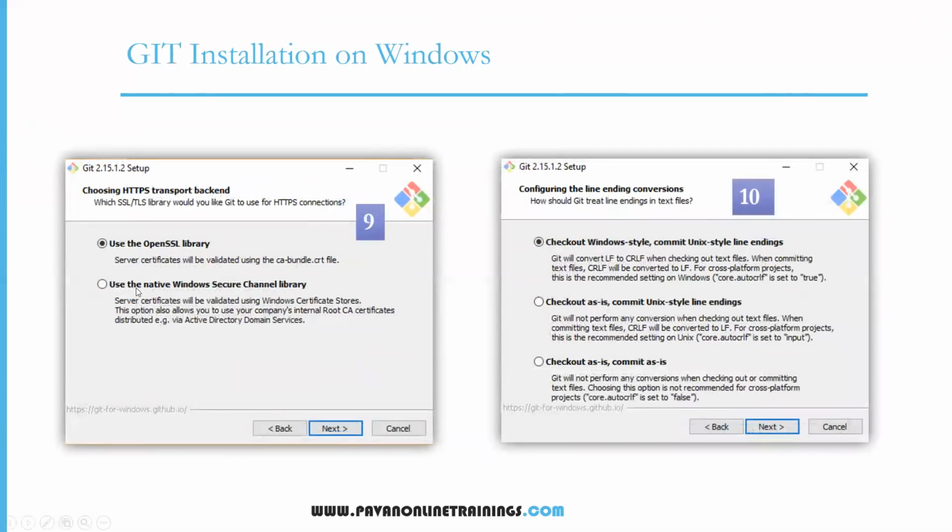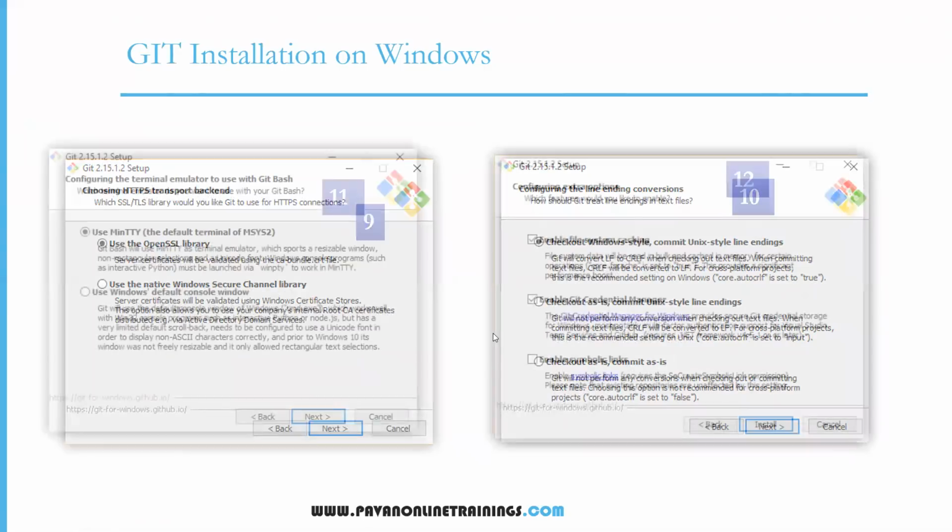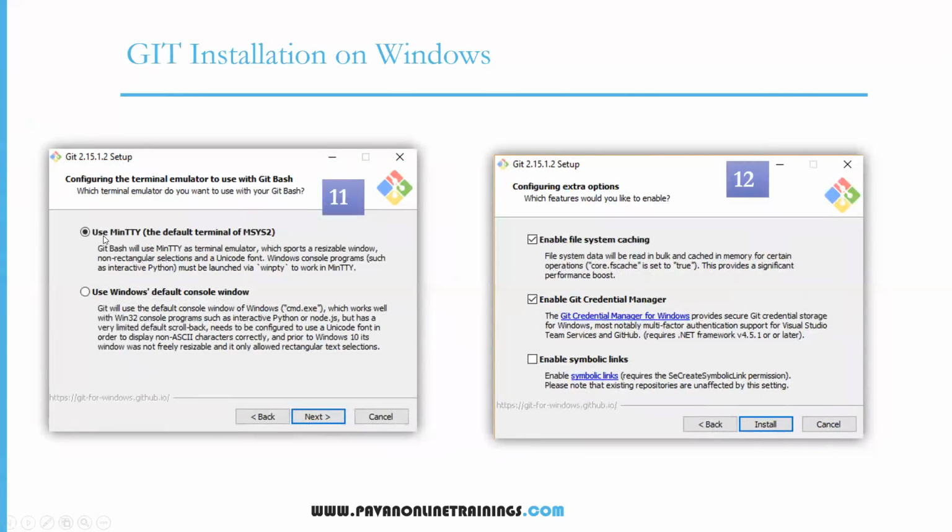Again it will show you two radio buttons here. Use the OpenSSL library, select it, click on next, and again three more radio buttons. Step number 10, checkout Windows-style, commit Unix-style line endings, select this option and click on next. In the next screen, use MinTTY, so select the first option, click on next, and in the 12th screen select these two checkboxes and click on install.